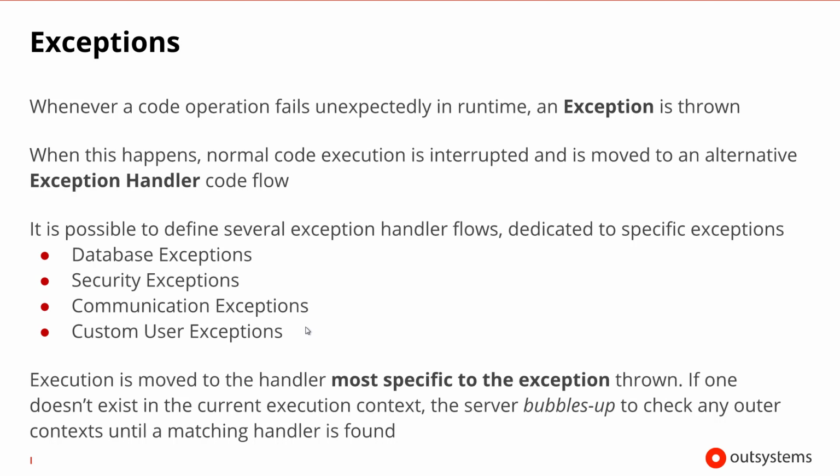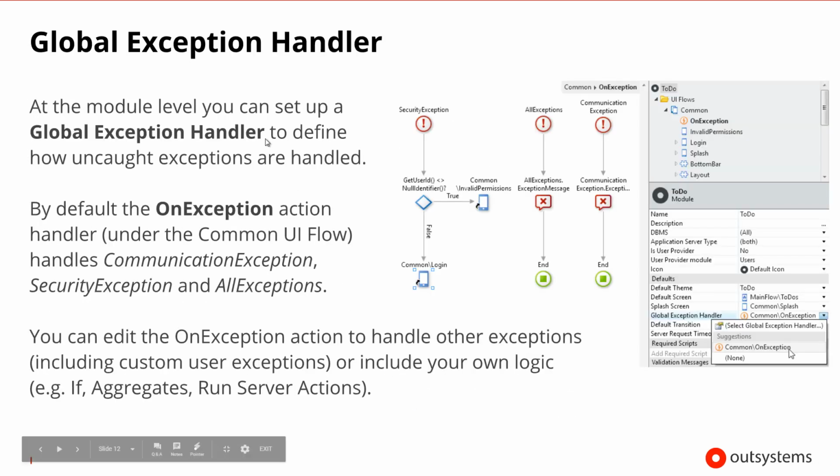When an exception is thrown, it will be moved to the handler that has the most specific way to handle that exception. If it can't find a handler in the current execution context, then it will go and bubble up to a higher level context or an outer context until it can find a matching handler. But this begins to lead to the question, what if there is no matching handler? Well, then we need a global exception handler.